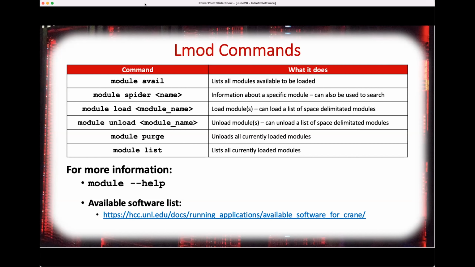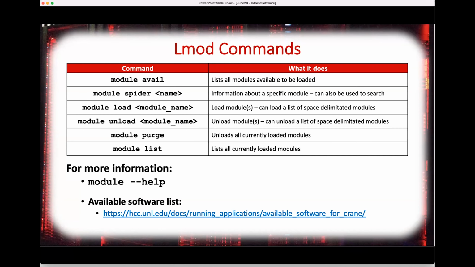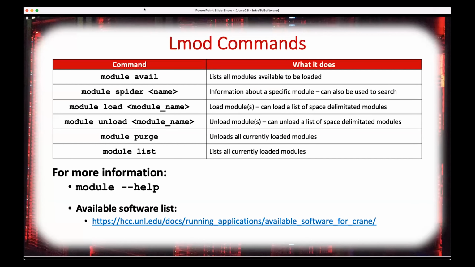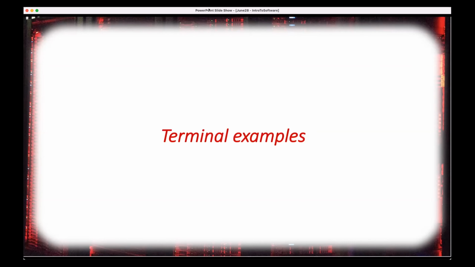Like most commands, module has a help option built in. If you run module --help, it will give you the list of commands and some information about those. And here at the bottom, we have a link for the available software for Crane. There's a corresponding page for Swan. So there's two ways to check if something is available. You can either use the module spider command, or if you prefer, you can check the web page, which has a table that you can search to find what's available. And the table on the web page will tell you the prerequisites as well, if you need them. Okay, let's swap over and we'll do some terminal examples here.